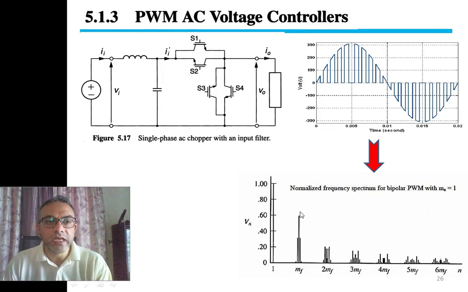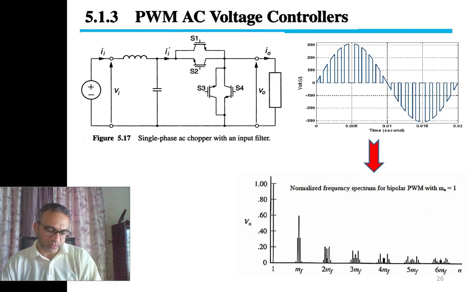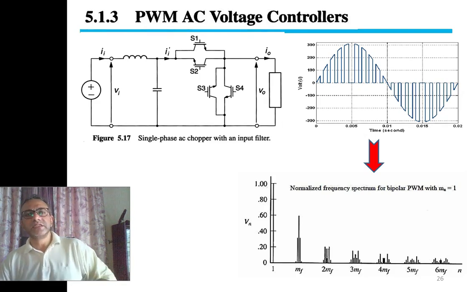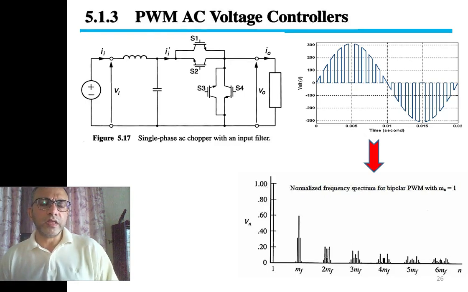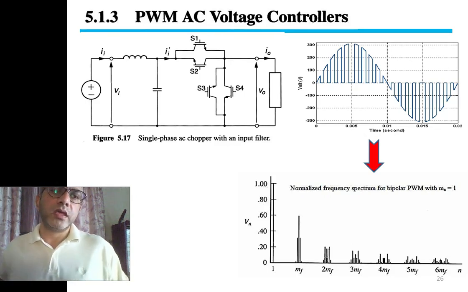Listen again, if we can come up with some switching techniques that altogether eliminate low order harmonics, then the high frequency harmonics can be reduced by a small size filter. These switching techniques, as I've discussed earlier, can be harmonics.